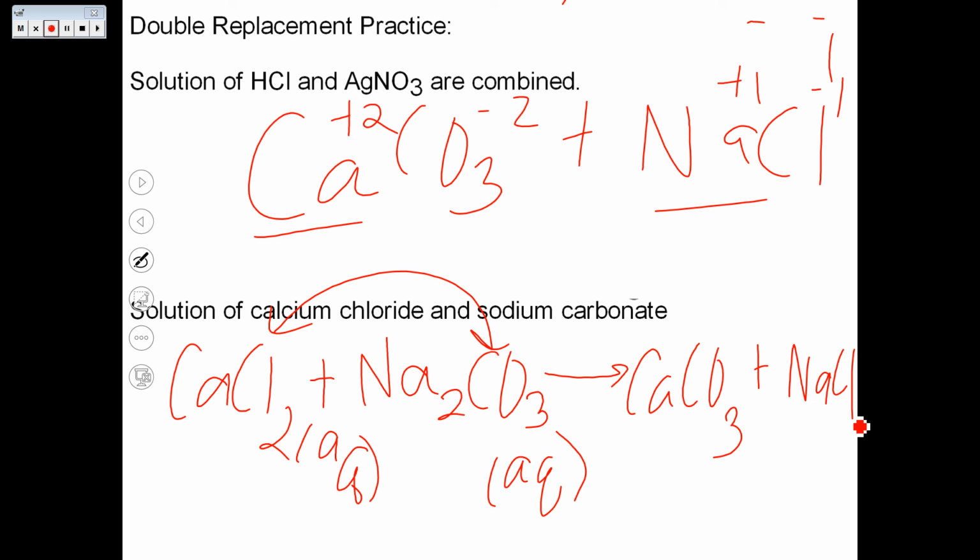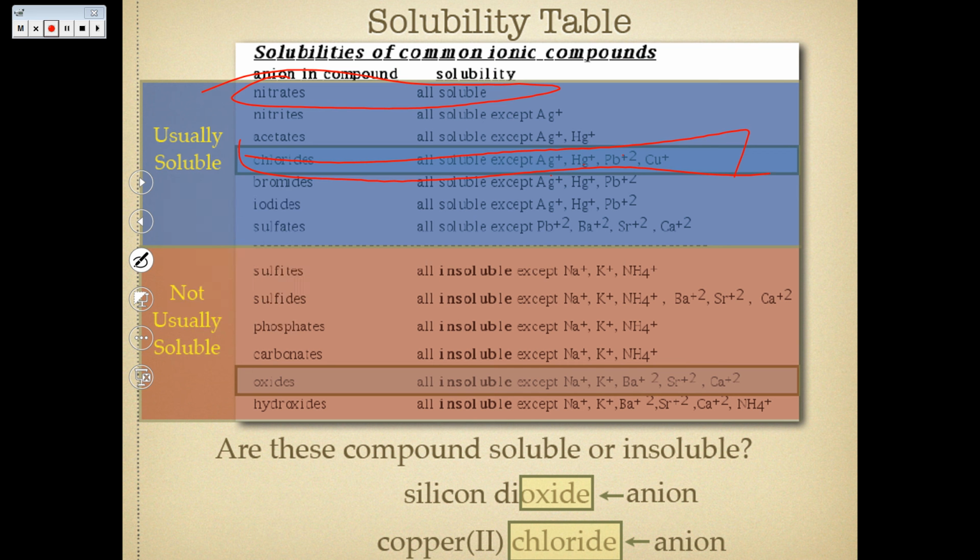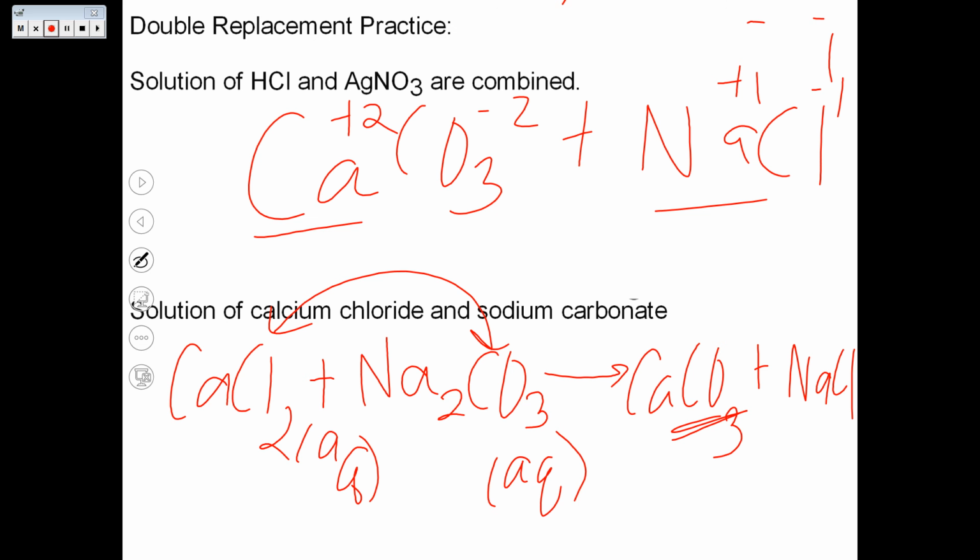To determine what states of matter they are, you're going to look up the anion carbonates. So go back over here. The carbonates are insoluble except Na, K, and NH4. Calcium is not an exception, so it means that this will be a solid. And then if one is a solid, you can check that the other one will be aqueous. You do have to balance this by putting a 2 in front of NaCl.